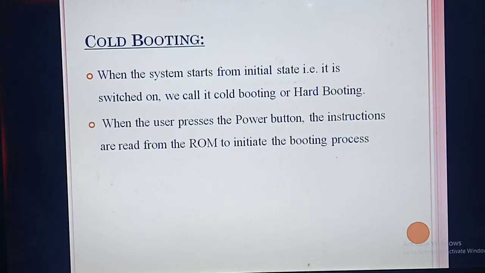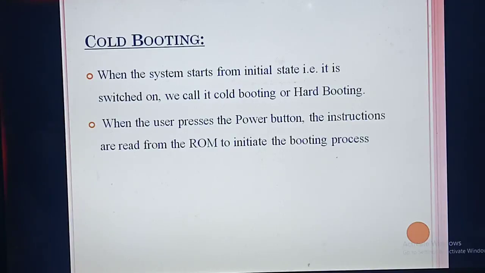At the starting, okay, you are going to switch on the computer. That's the initial state. We can call it the starting state or initial state. So that booting is called what? Cold booting or hot booting. What's the other name of cold booting? Hot booting.